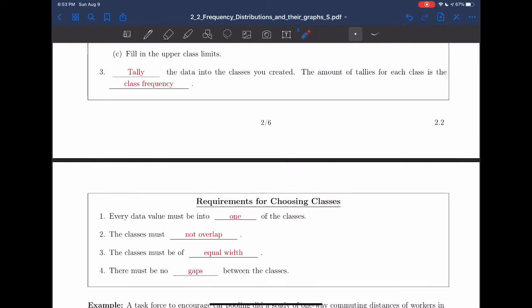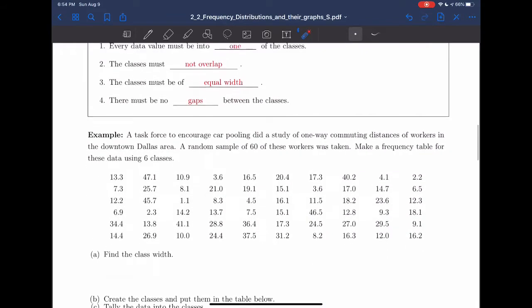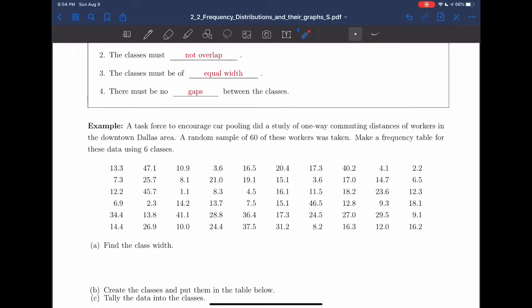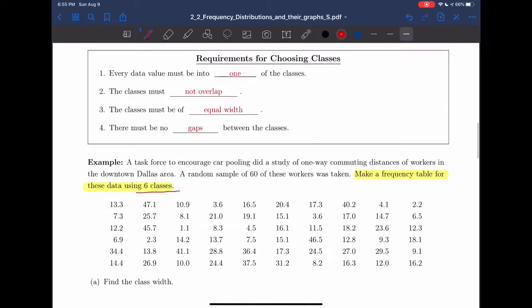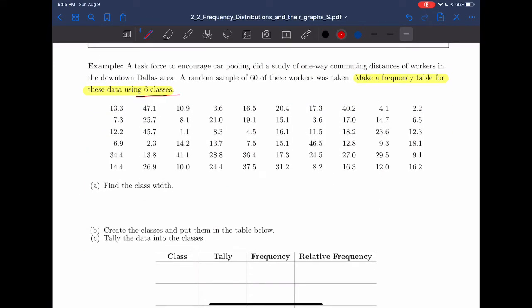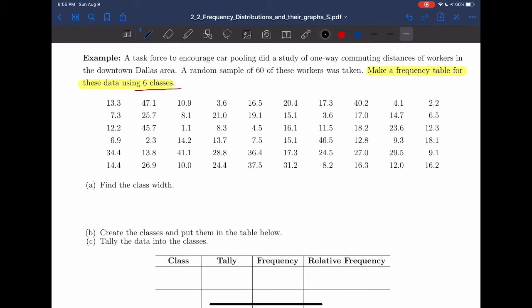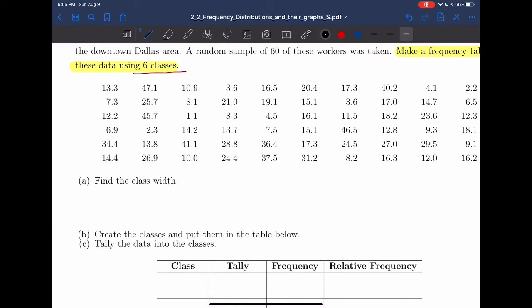All right, so let's do an example. You take a sample of 60 people and ask them their commute distance. The whole goal is that you want to make a frequency table using 6 classes. And that's the key thing, 6 classes. So the first step is to find the class width. We have to find the largest data value in our data set, which in this case is 47.1, and the smallest data value, which is 1.1.